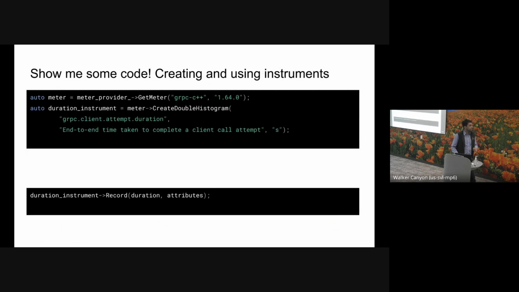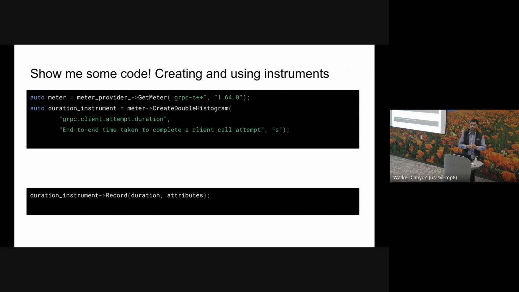And this is where gRPC comes in. You'll see gRPC will take the meter provider, create a meter, and then it would create instruments. So let's say we want to create an instrument that captures the duration of an RPC. You would create a double histogram, and whenever an RPC ends, or rather when we know the duration of an RPC, we would use that instrument to record the duration, along with attributes.